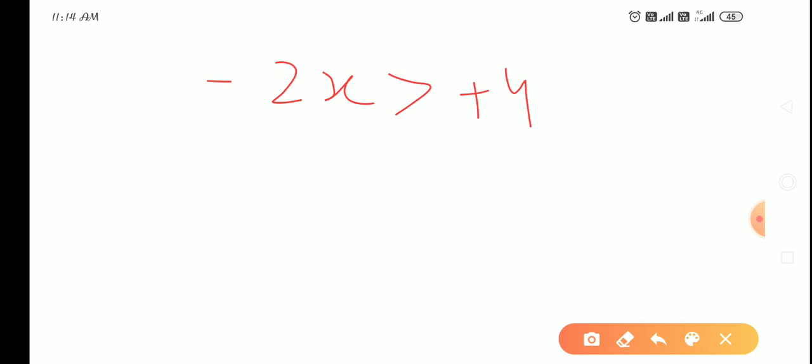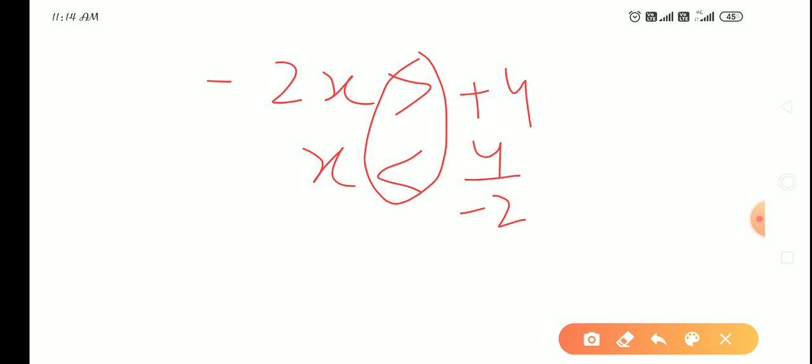So if you divide or multiply by a negative number on both sides of the given inequation, then the inequality sign will change. So x is less than 4 upon minus 2, not greater than. Now pay attention: this greater than will become less than, and if it is less than, it will become greater than. So x is less than minus 2, this will be the answer.